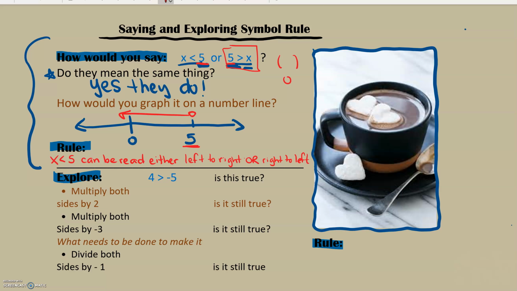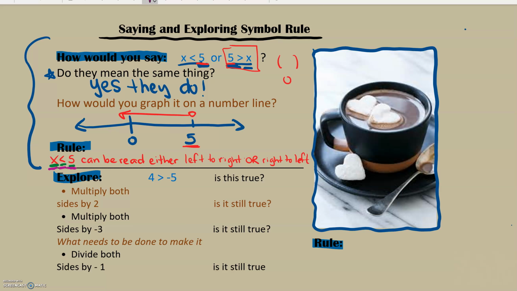So the way I look at it is this: x is less than 5 can be read either left to right or right to left. Meaning, I can say that x is less than 5. That would be reading it from left to right. If I were to read it from right to left, I would say that 5 is greater than x. So that rule of thumb is you can read an inequality in either direction.